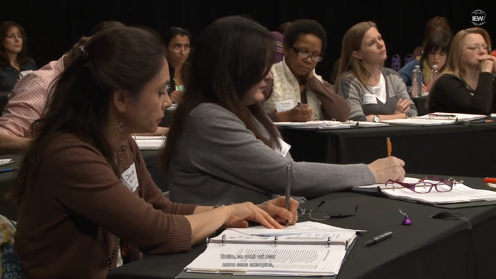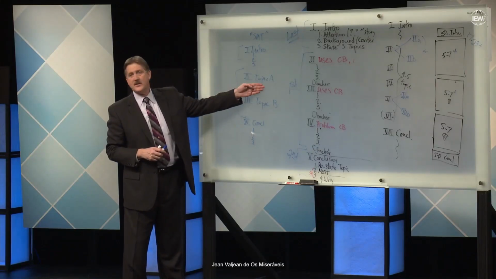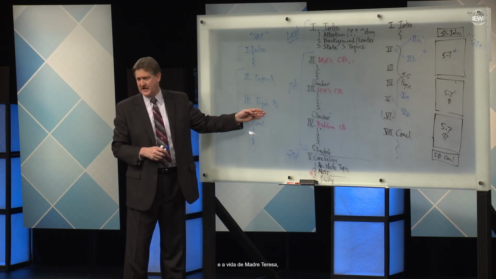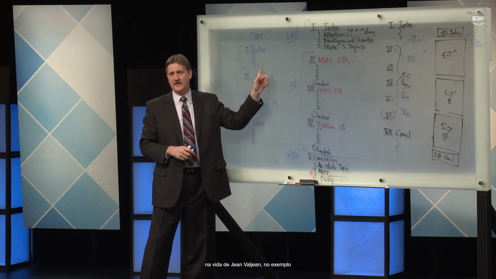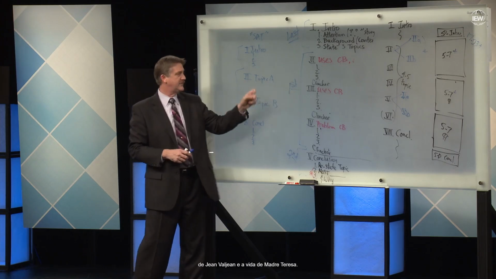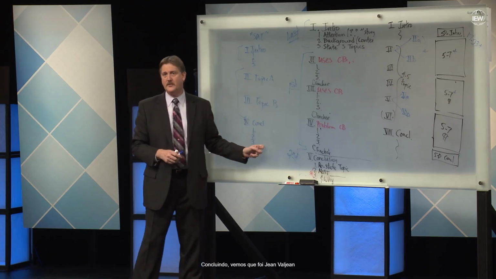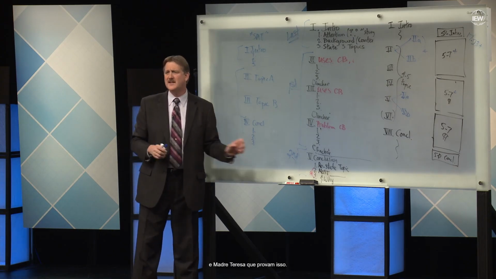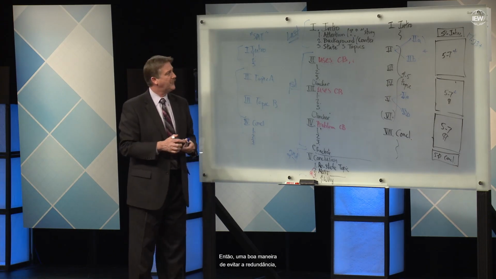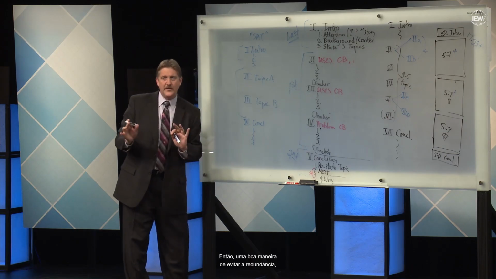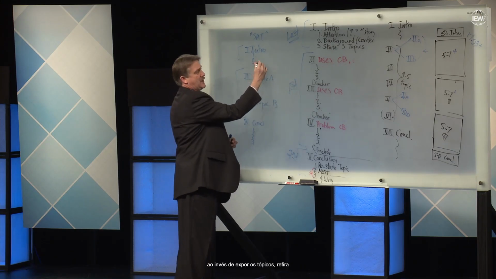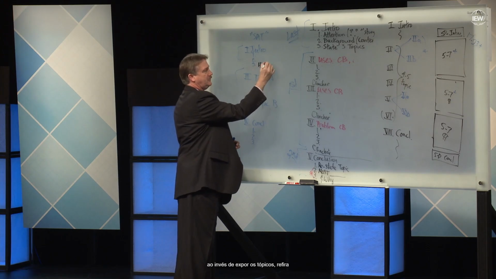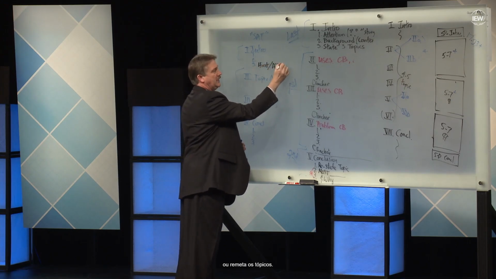And I would also coach the students to be a little bit careful of the danger of redundancy, right? So if you are going to use as your examples Jean Valjean from Les Miserables and the life of Mother Teresa, it's a little dangerous to say, we see this clearly in the example of Jean Valjean, in the life of Mother Teresa. And in conclusion, we see it was Jean Valjean and Mother Teresa. It's a little too much, right? So a good way to avoid the redundancy that is a danger in these essay models is, instead of stating the topics, hint or allude to the topics.